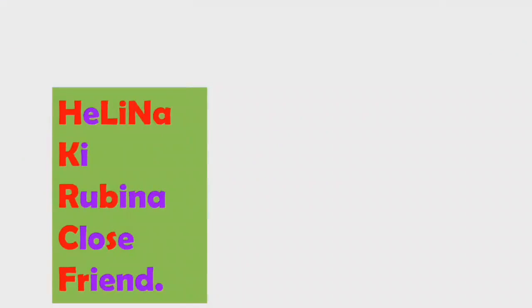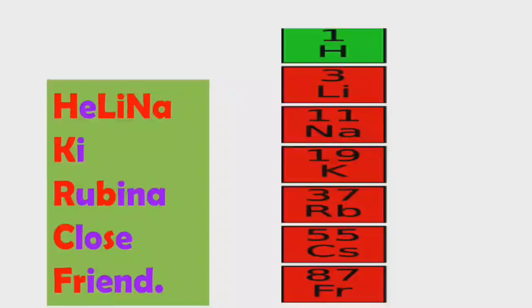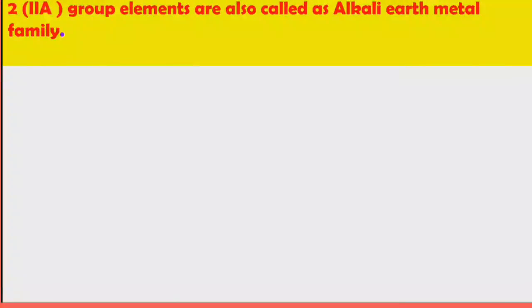Here we will form one sentence to remember the first A group elements. That is, "Helena ki Rubina close friend." Here H represents hydrogen, Li represents lithium, Na represents sodium, K represents potassium, Rb represents rubidium, Cs represents cesium, Fr represents francium.